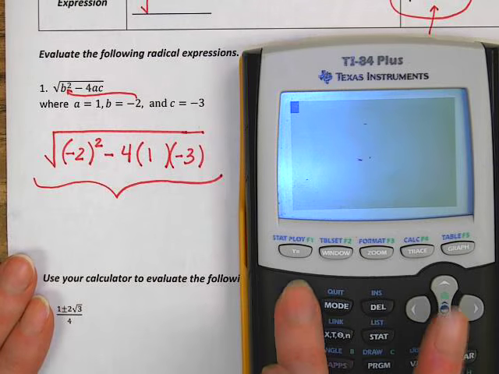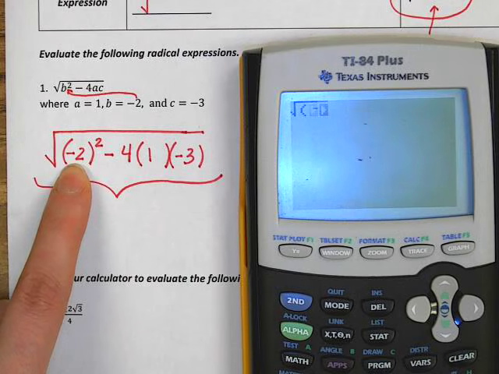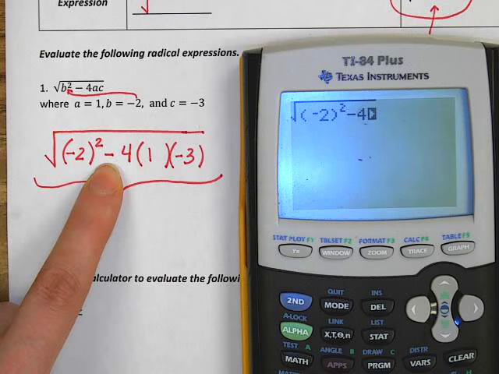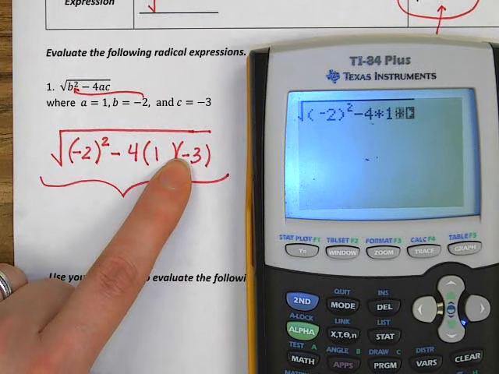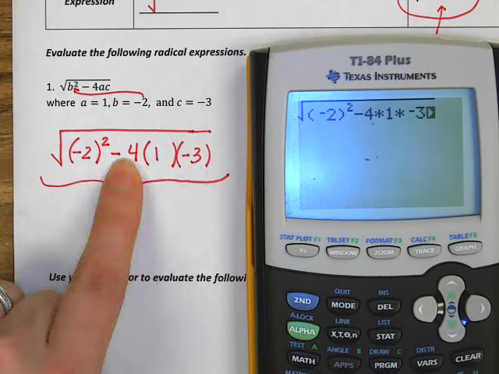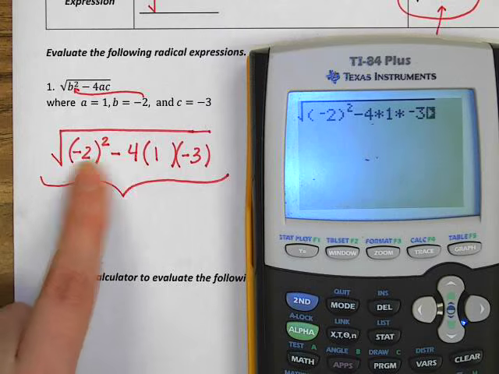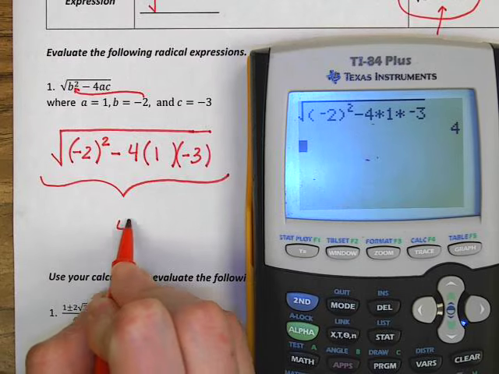Okay, square root. Parenthesis, -2 squared minus 4 times 1 times -3. You don't need the parentheses on these. You only need the parenthesis when you're squaring a negative. All right, did everybody get 4? The answer should be 4.